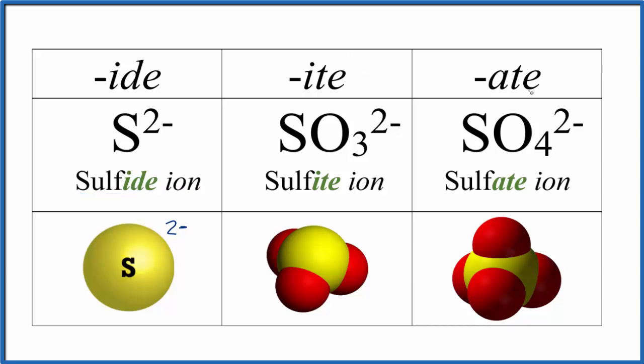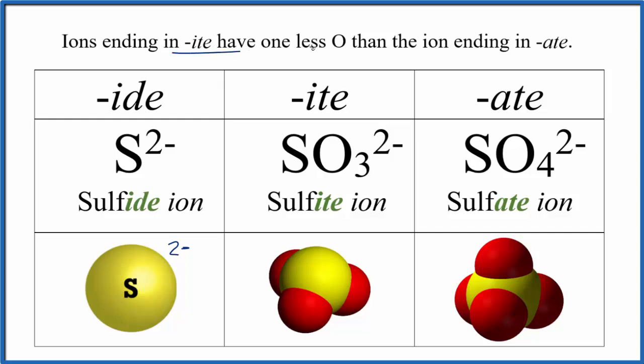For ite and ate, when we see ite and ate, we know that it's going to be a polyatomic ion. We know that it'll be more than one atom bonded together. Probably the best way to do this is to memorize the sulfate ion. The sulfate ion comes up quite frequently in chemistry, so it's really useful just to have that in your memory. Then we can use this rule to remember the sulfite ion.